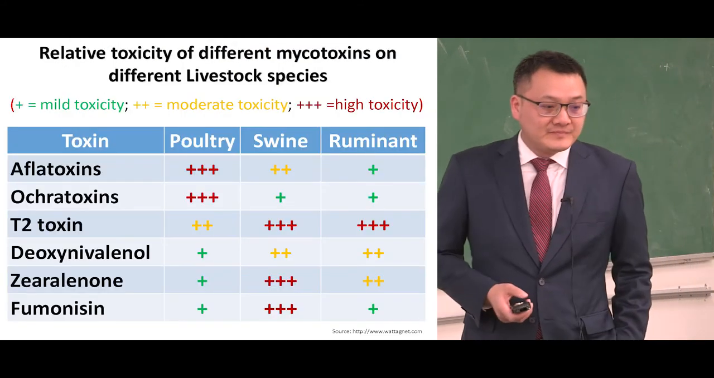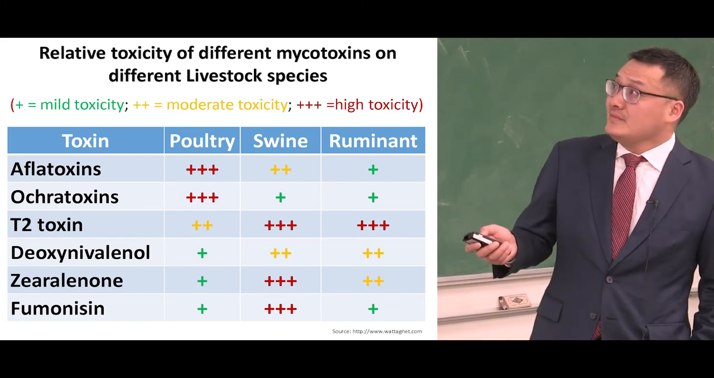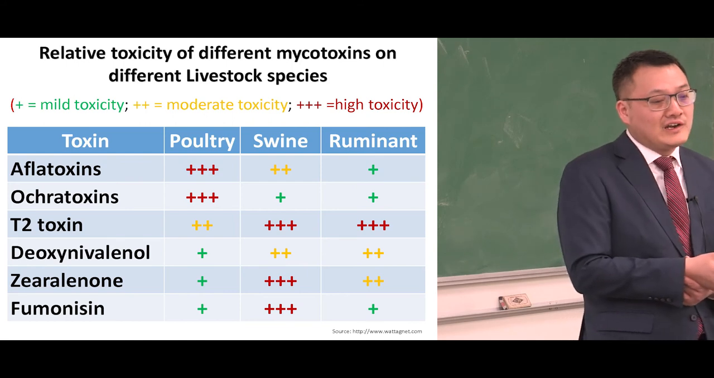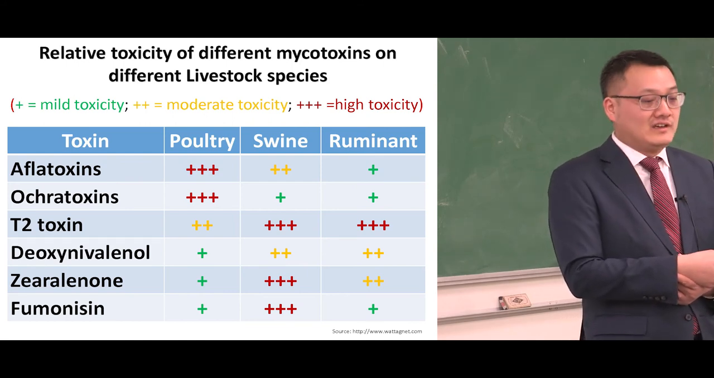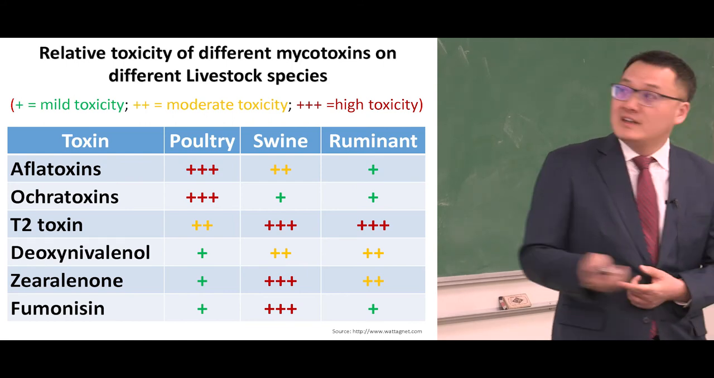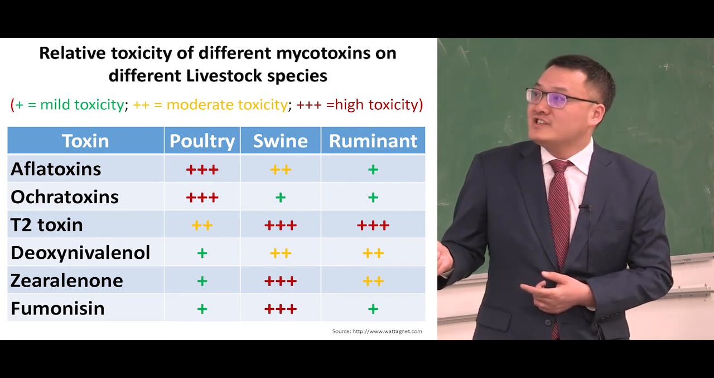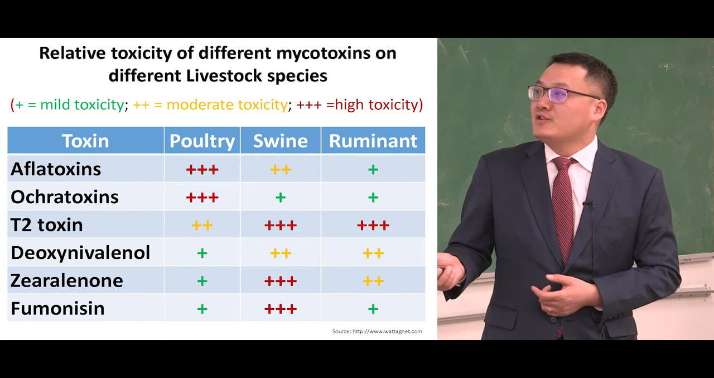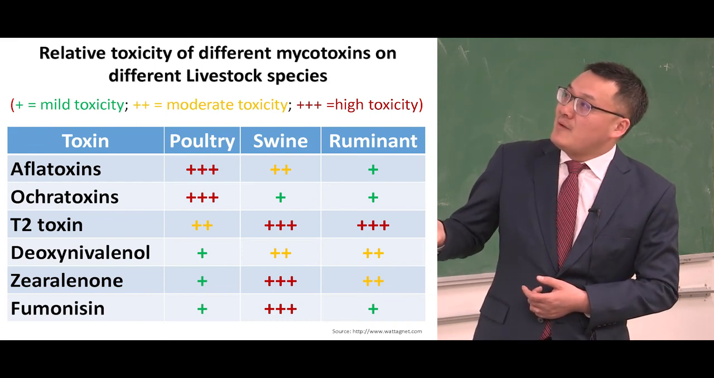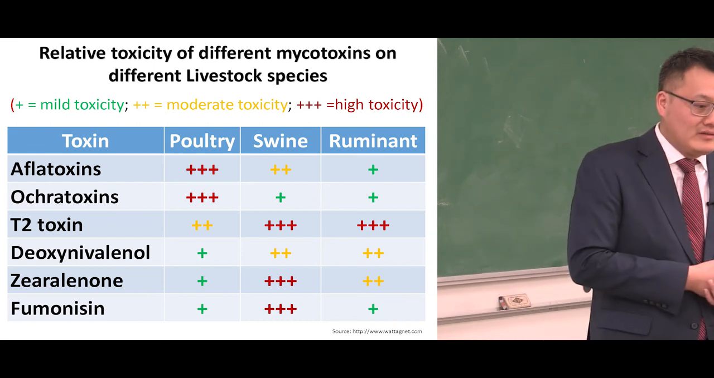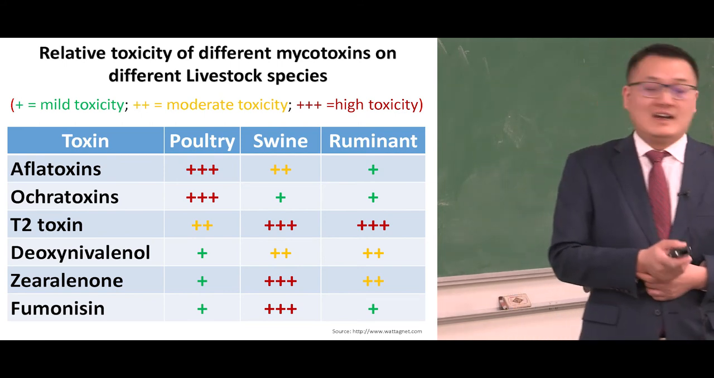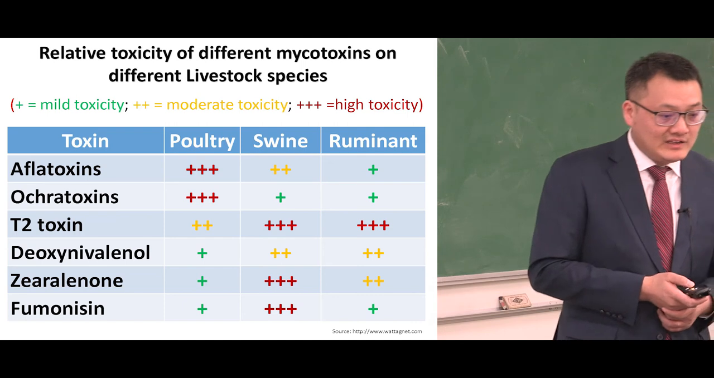So this is the table showing you the relative toxicity of the different types of mycotoxin on the different livestock species. You look at the aflatoxin, ochratoxin, T2 toxin, DON, zearalenone, and fumonisin. Here, 1+ means mild toxicity, 2+ means moderate toxicity, right? And 3+ means high toxicity.